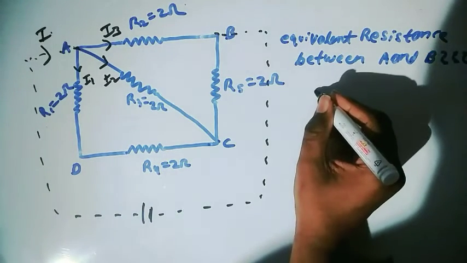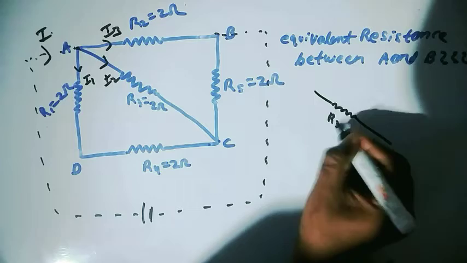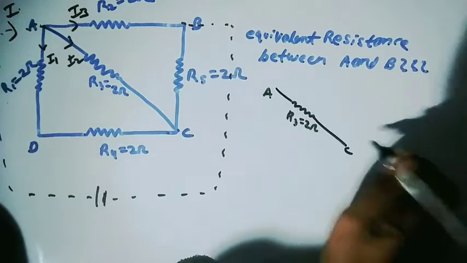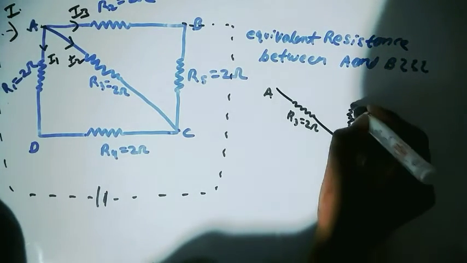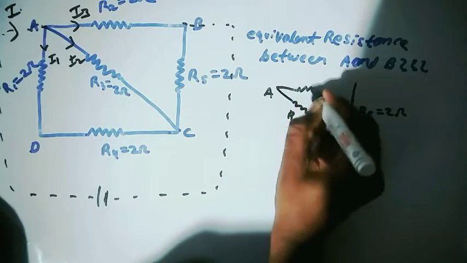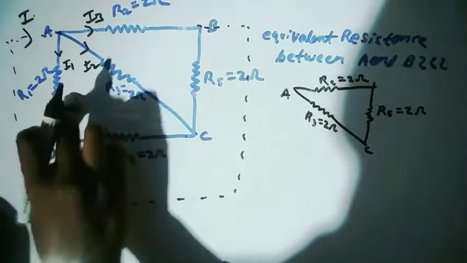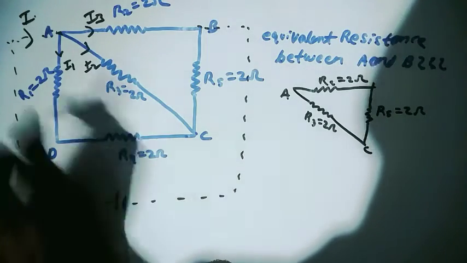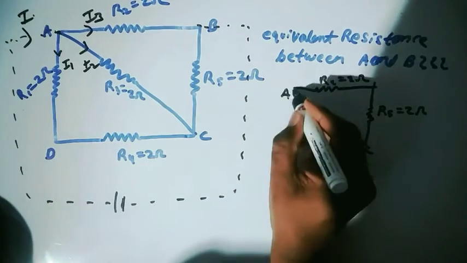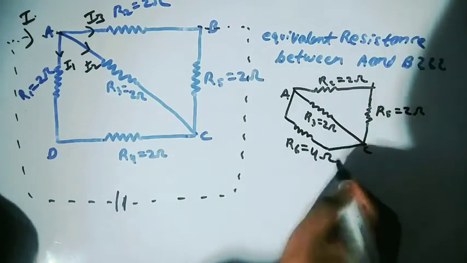So let me draw it once again. This is R3 equal to 2 ohm. This is A, this is C, and then this is R5 equal to 2 ohm, and then this is R2 equal to 2 ohm. Now this R1 and R4, let's call the combination R6. So R6 will be 2 ohm plus 2 ohm, which is 4 ohm. So R6 is equal to 4 ohm.